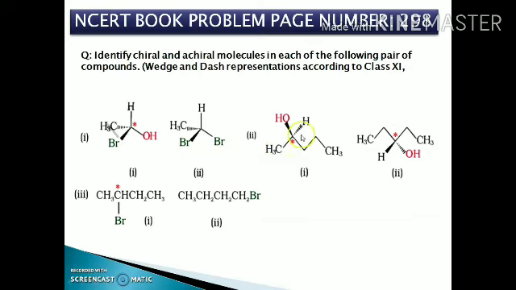This carbon is achiral, but this carbon has on one side a methyl group, on one side a hydroxyl group, one hydrogen, and the fourth is a long chain of hydrocarbon. It means all four groups are different. That means this is the chiral carbon atom. In this compound, one side is a methyl group, the second side is an ethyl group, one is a hydrogen, and the fourth one is a bromine group. All the groups are different. That means this carbon atom is the chiral carbon atom. The other compounds are optically inactive, and the first compounds are optically active in nature.